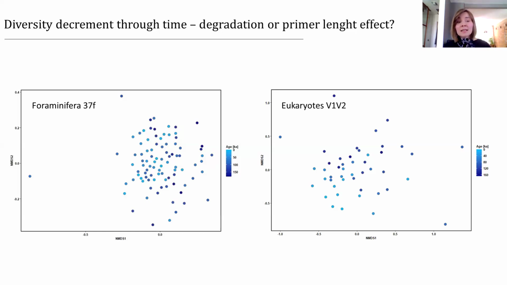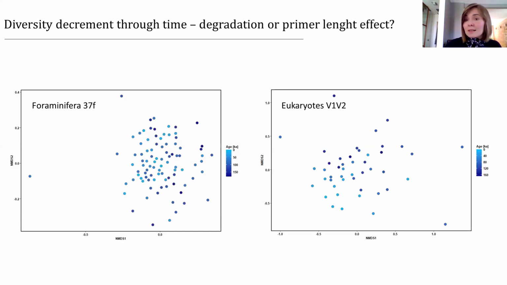This is a similarity analysis, an NMDS plot, and this is just a mixture of samples. The record seems very random, and it's probably an effect of the primer length, or the fragment, but it creates the appearance of a high number of so-called singletons.